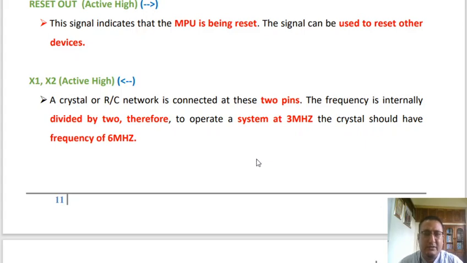So X1 and X2 are used as a medium for generating frequency. Okay, right?